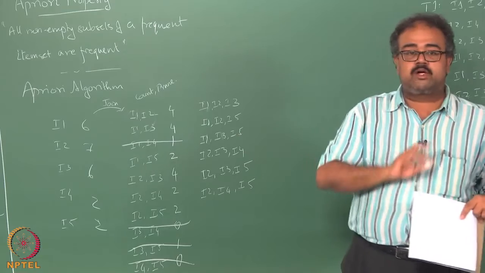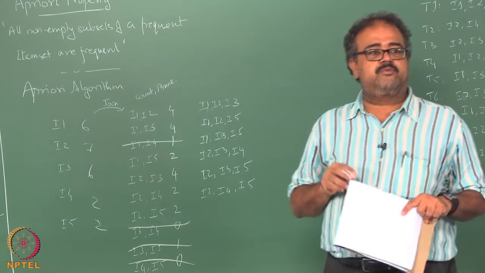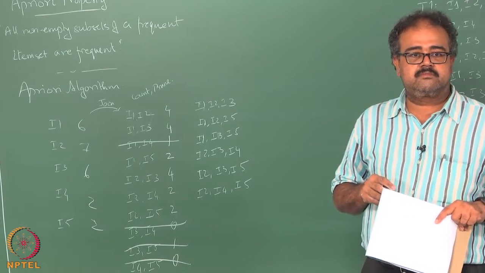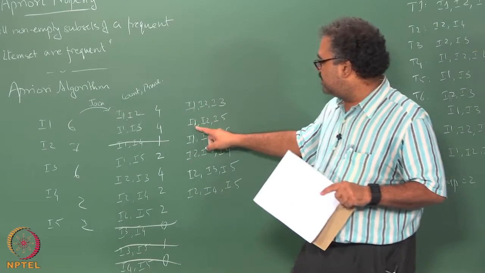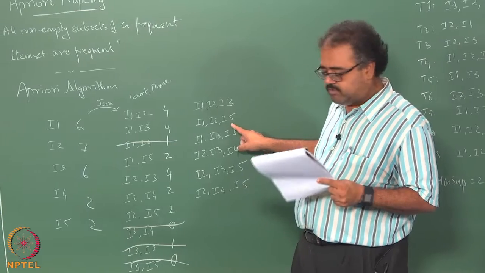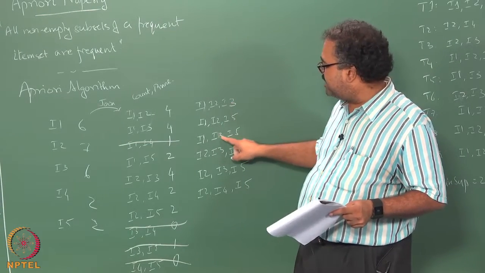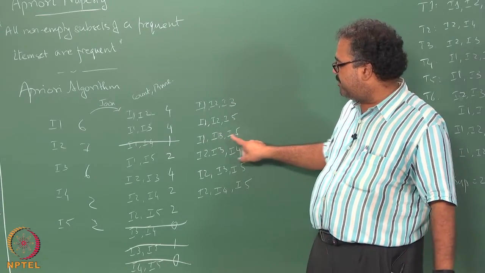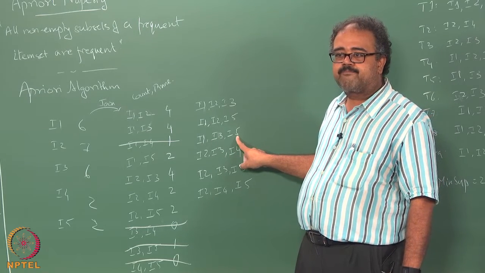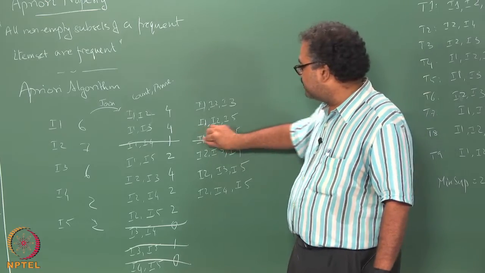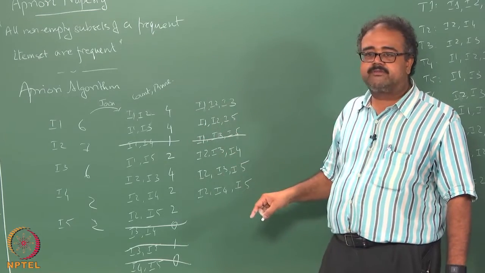Now even before I count, I can do some pruning. How? So I look at this, right. Can I prune this? No, I can't prune this, but I1, I3, I5 I can prune. Why? Because the subset I3, I5 is not frequent, right. Even before I do the counting, I can do the pruning. This is where I use the a priori property, right.